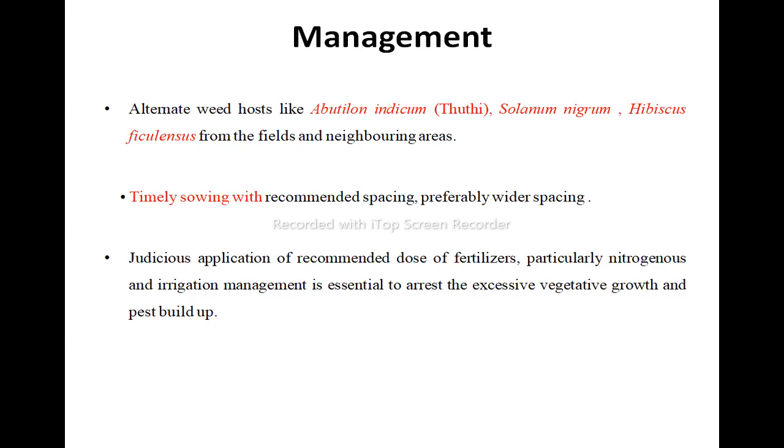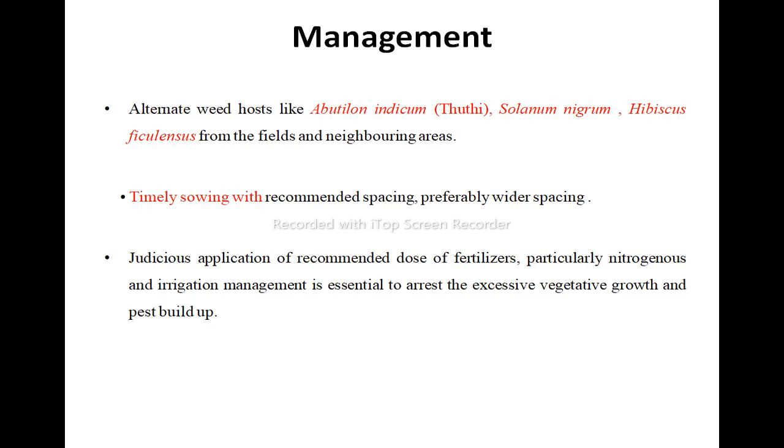Next, management, meaning how can we manage this insect? If we want to manage this insect, we should remove all alternate hosts like Abutilon indicum, in Hindi we call it Kanghi buti, Solanum nigrum, and hibiscus. These are the alternate hosts which are present in the cotton field. We should remove all these alternate weeds. Next, timely sowing. It is also most important. Timely sowing is an important factor if you want to control the whitefly in the cotton system, meaning we should go for early sowing. Early sowing produces asynchrony between the host and the pest.